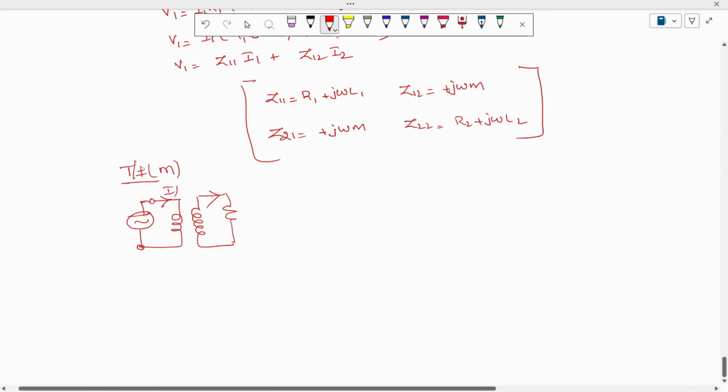The current flows in this direction as I2, and here the dot is there at leaving, and here also the dot is there at leaving. Therefore in the formula you are going to get plus M.